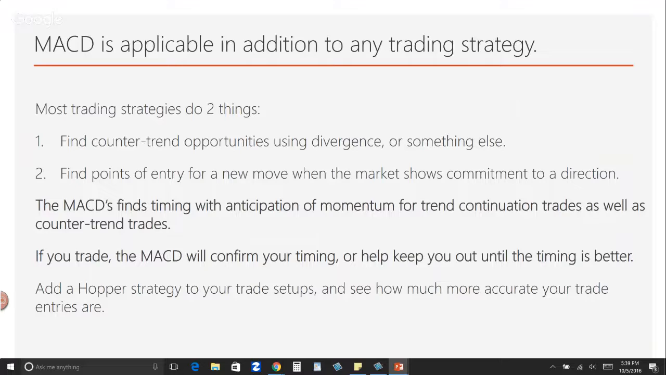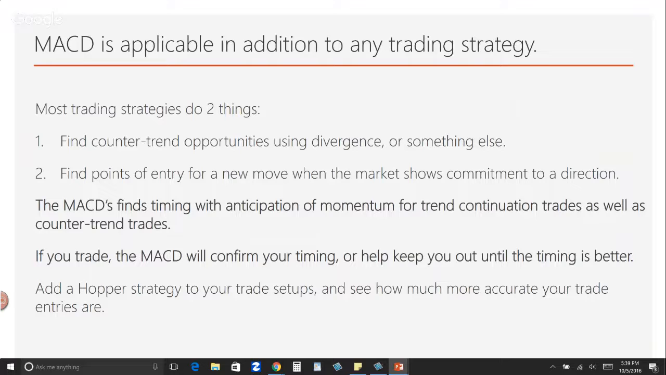The MACD finds timing with anticipation of momentum for trend continuation trades as well as counter trend trades. So if you trade, the MACD will confirm your timing or help keep you out until the timing is better. Another thing that the MACD is very good at, as we've learned in this series, is letting you know that the market sometimes just needs the passage of time before it's ready to make a move again.